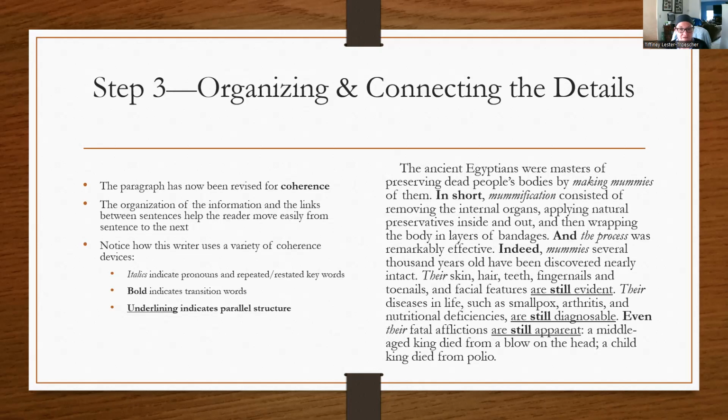Their diseases in life, such as smallpox, arthritis, and nutritional deficiencies, are still diagnosable. Even their fatal afflictions are still apparent. A middle-aged king died from a blow on the head. A child king died from polio.